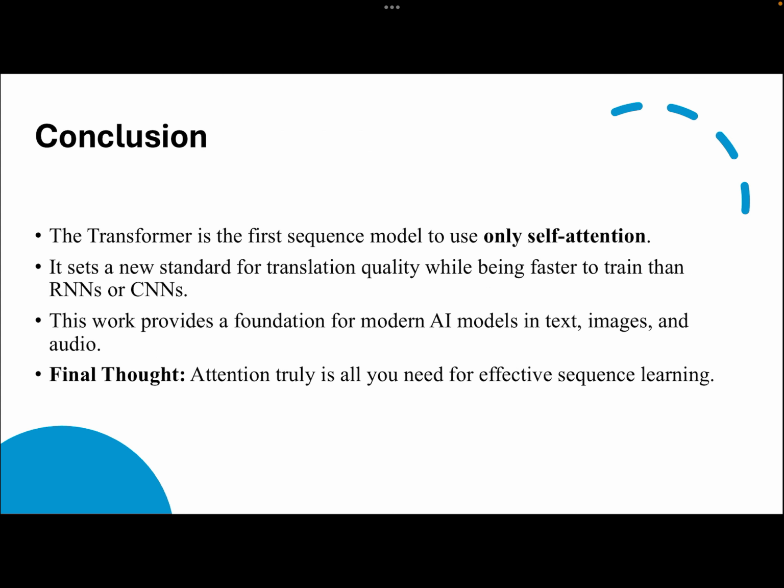Now, to conclude, the transformer introduced a completely new way of processing sequences using attention only. It removed recurrence and convolution and achieved better performance with faster training. This paper had a huge impact on machine learning. Today, most modern AI systems, including language models, vision models, and audio models, are based on this idea. So, this paper is not just an improvement, it's a fundamental shift in machine learning. And that is why the title is very meaningful. Attention is all you need.